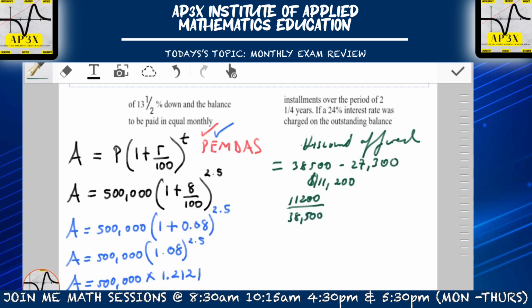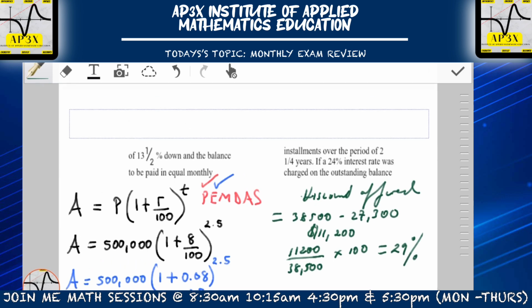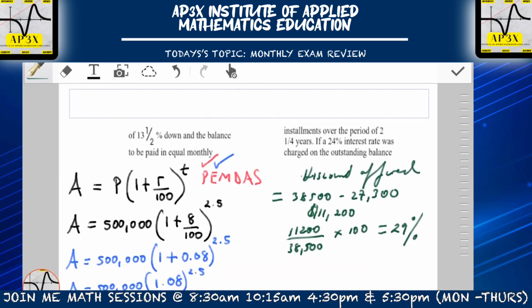Most percentages are expressed in terms of the original cost, the cash price, or the cost price. So as a percentage, you have to times it by 100. So 11,200 divided by 38,500 multiplied by 100. This is now discussing here that a 29% discount was offered, right? So that is how you would have attacked that question there.